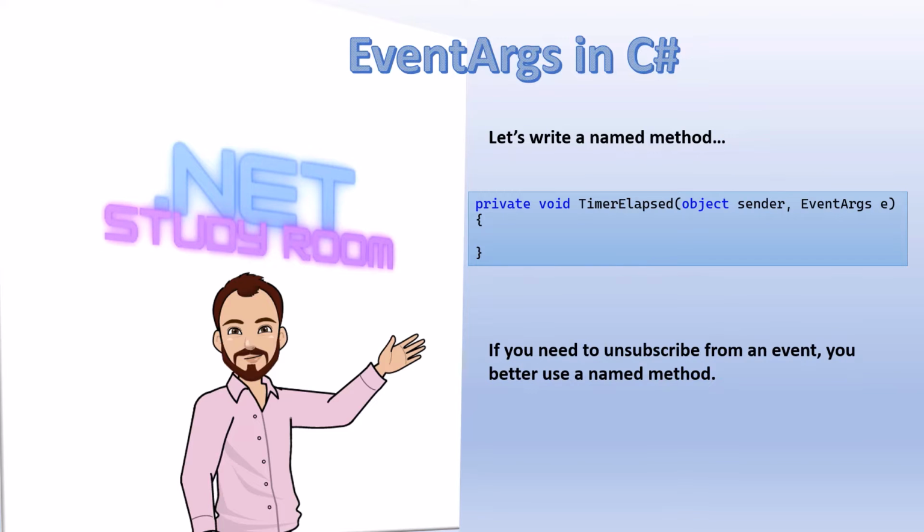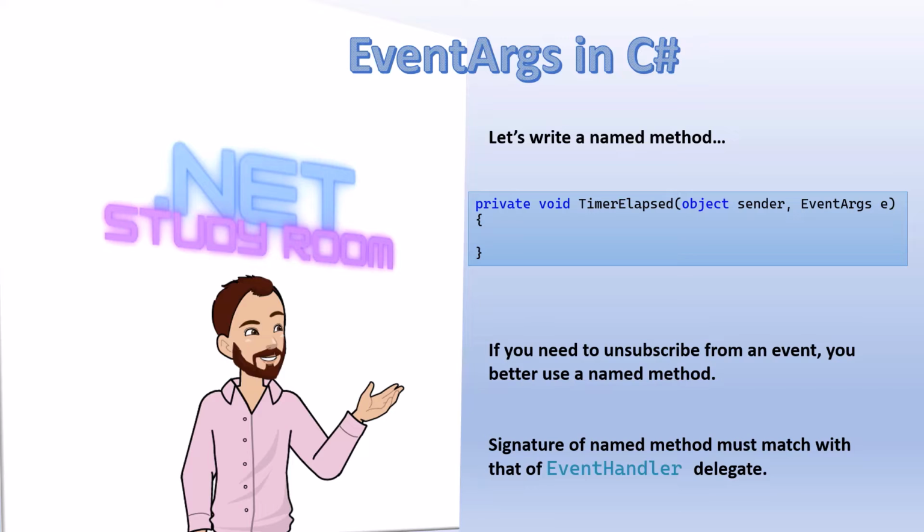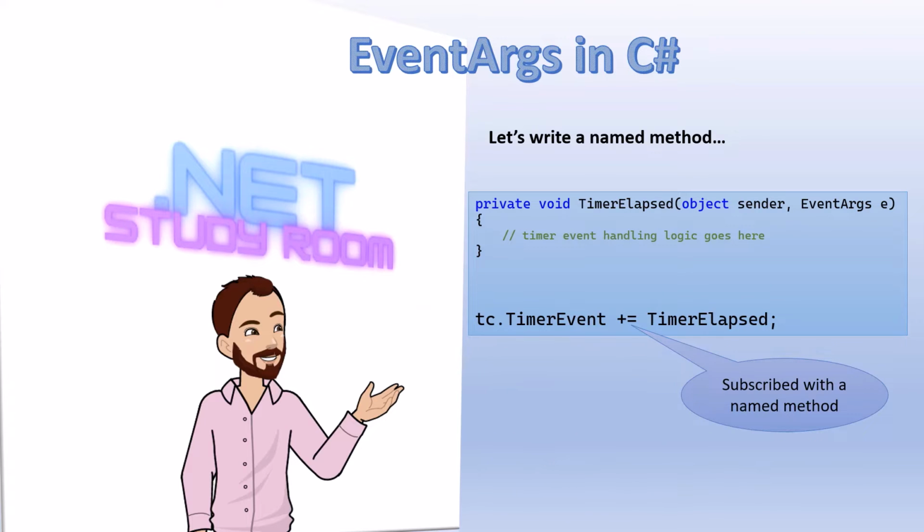Suppose, we have a method in our subscriber class, TimeElapsed. This method must return void, and it must take two parameters. First parameter is of type object, and second of type EventArgs. This is required, because remember, the event handler is a delegate, and to attach a method to a delegate, their signatures must match. Now, we can write our event handling logic in this named method, TimeElapsed. And then attach method by tc.TimerEvent += TimeElapsed.